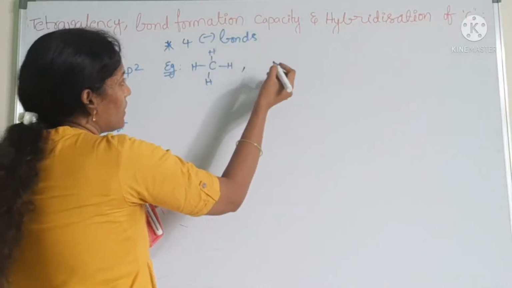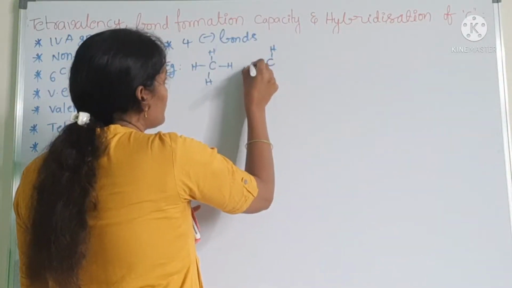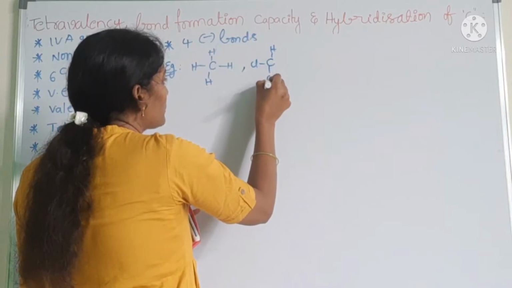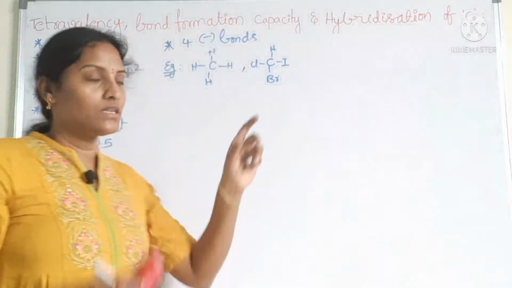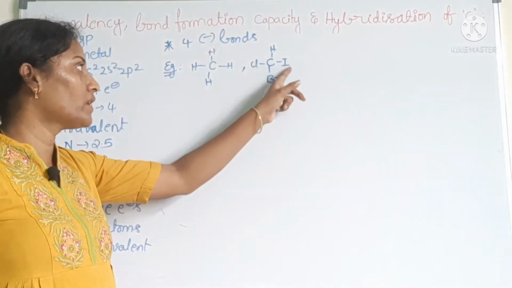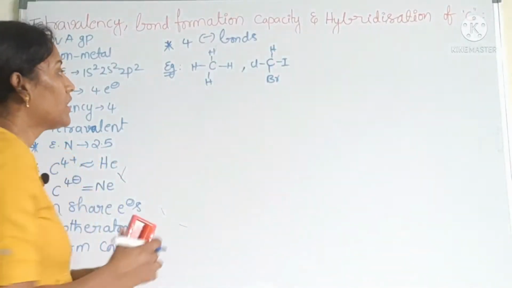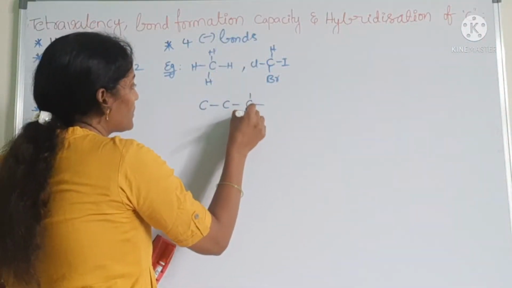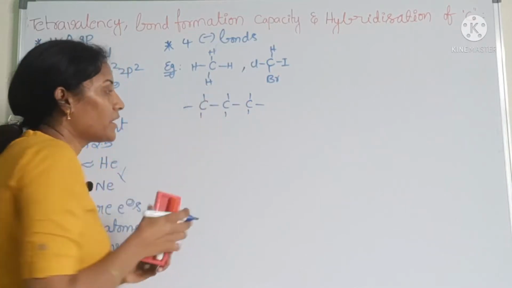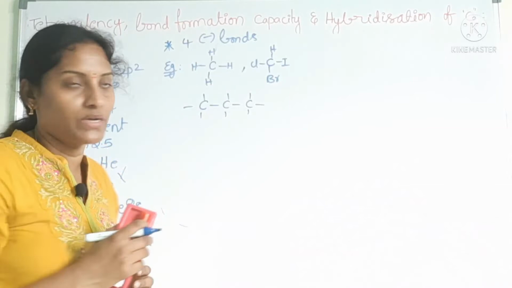Coming to another one, carbon can form 4 covalent bonds with different atoms from different elements. See, chlorine, bromine, iodine and hydrogen, these 4 are coming from 4 different elements. Coming to another one, it can form bonds with itself also. If carbon can form bonds with itself, that capacity is the catenation capacity.